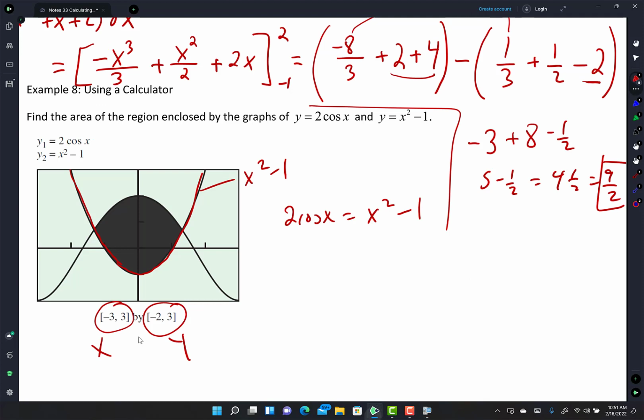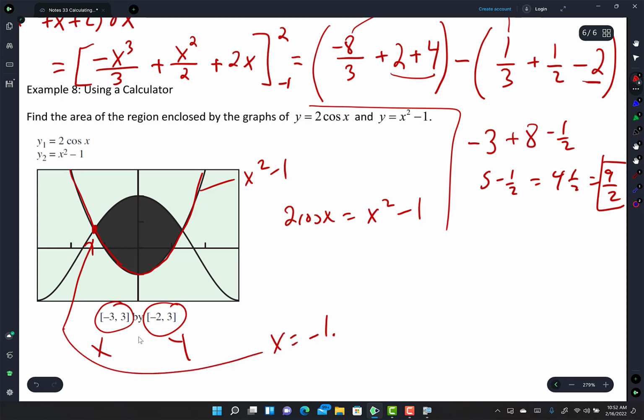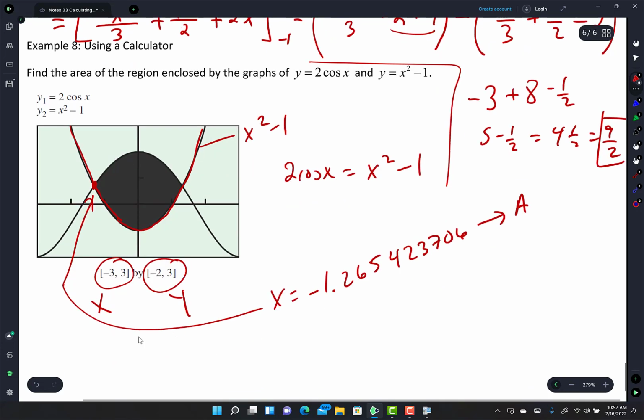And on the exam or anything, I'm going to say that value is x equals -1 point. What was it again, guys? Give me more digits. And I'm going to put an arrow, and I'm going to put A. And then for the other one, I'm going to do the same thing. X equals 1.265423706. Store it to B.